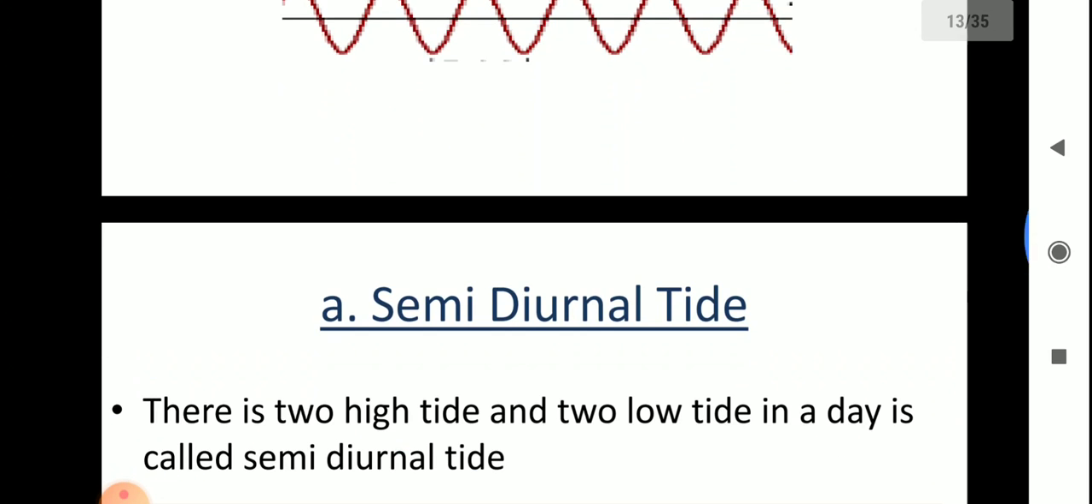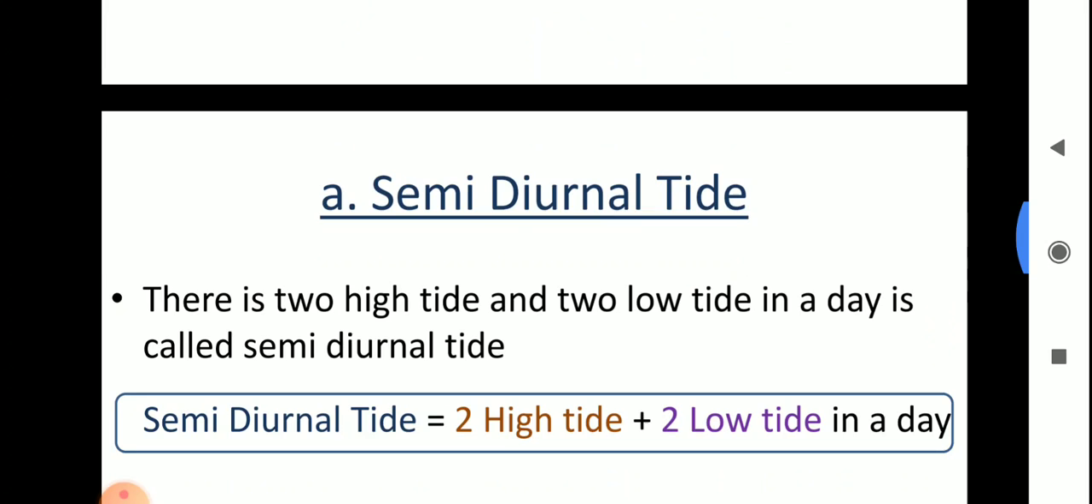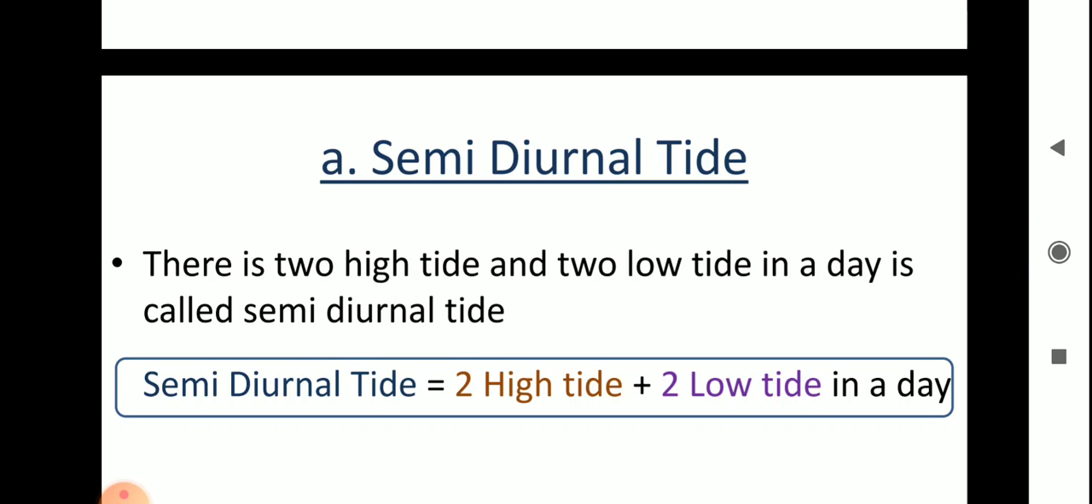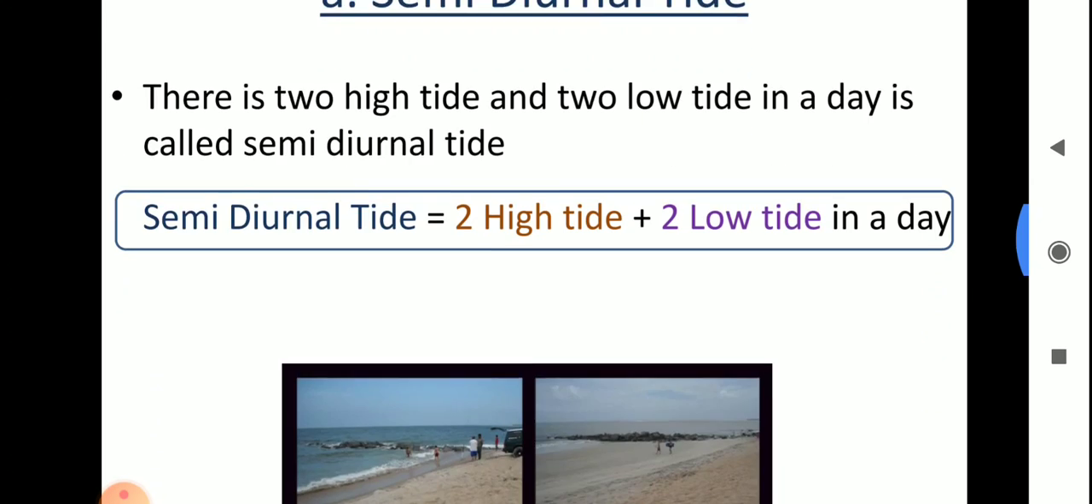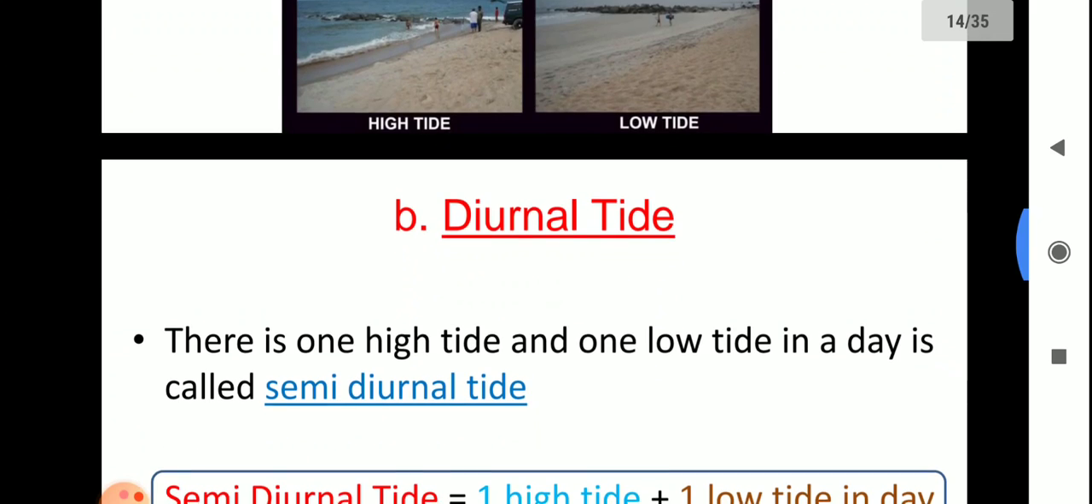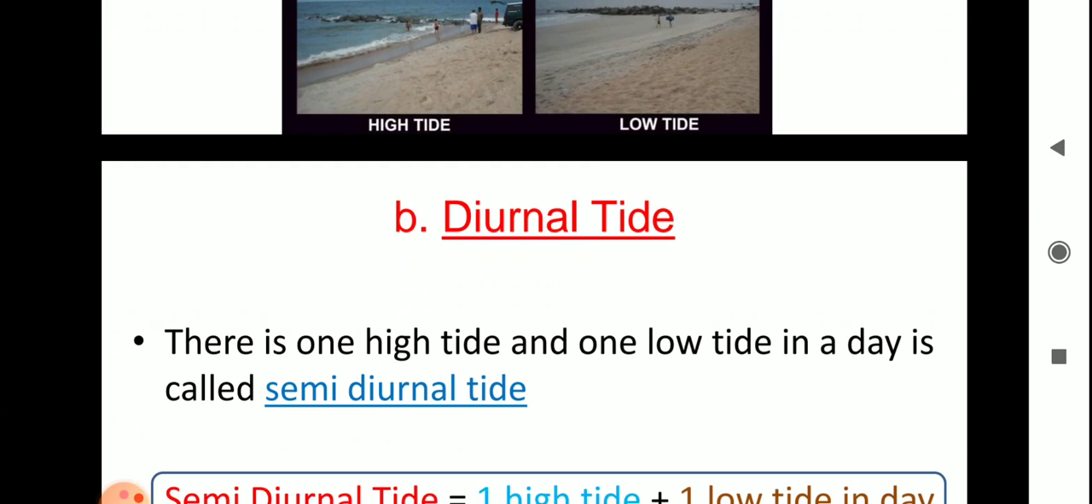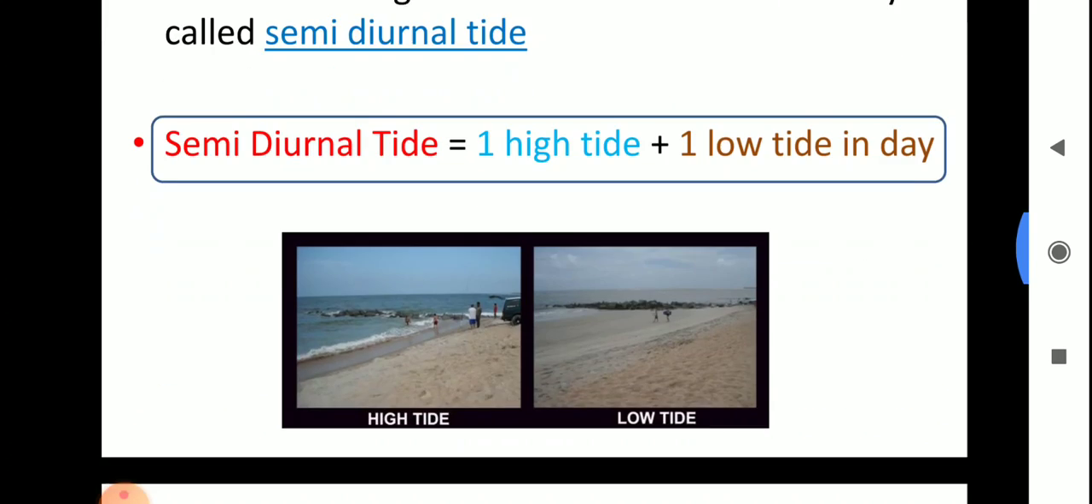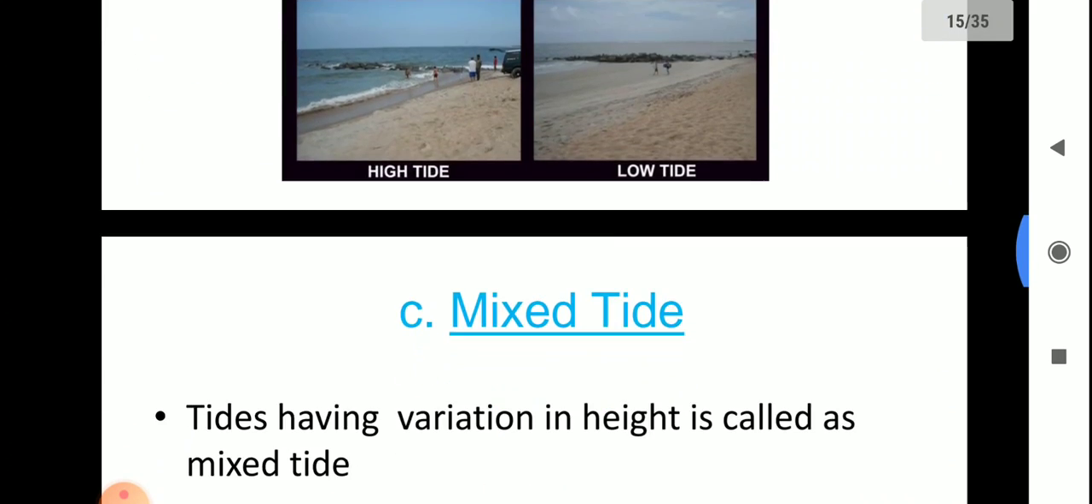I told you about the semi-diurnal tide, which has two high tides and two low tides in a day. So in the picture you can see one side is high tide and another side you can see low tide. Second, I told you about the diurnal tide, which is one high tide and one low tide in a day. So you can see here.